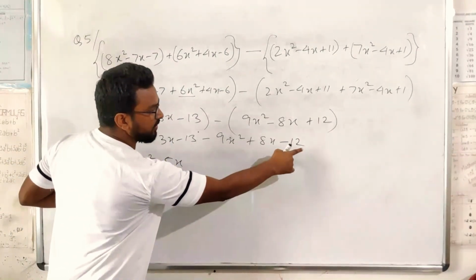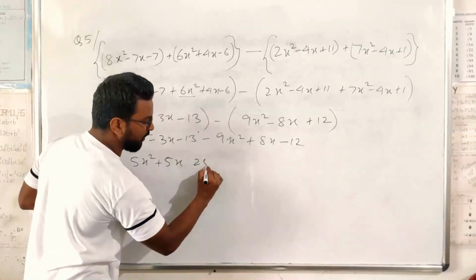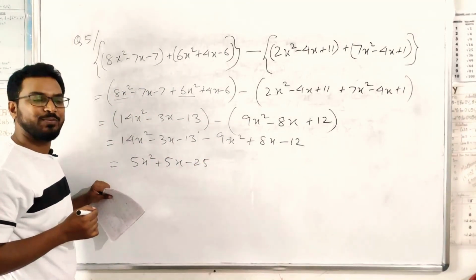Minus 13 minus 12. Minus minus plus. 13 plus 12 is 25. Sign will be minus because both the signs are minus.